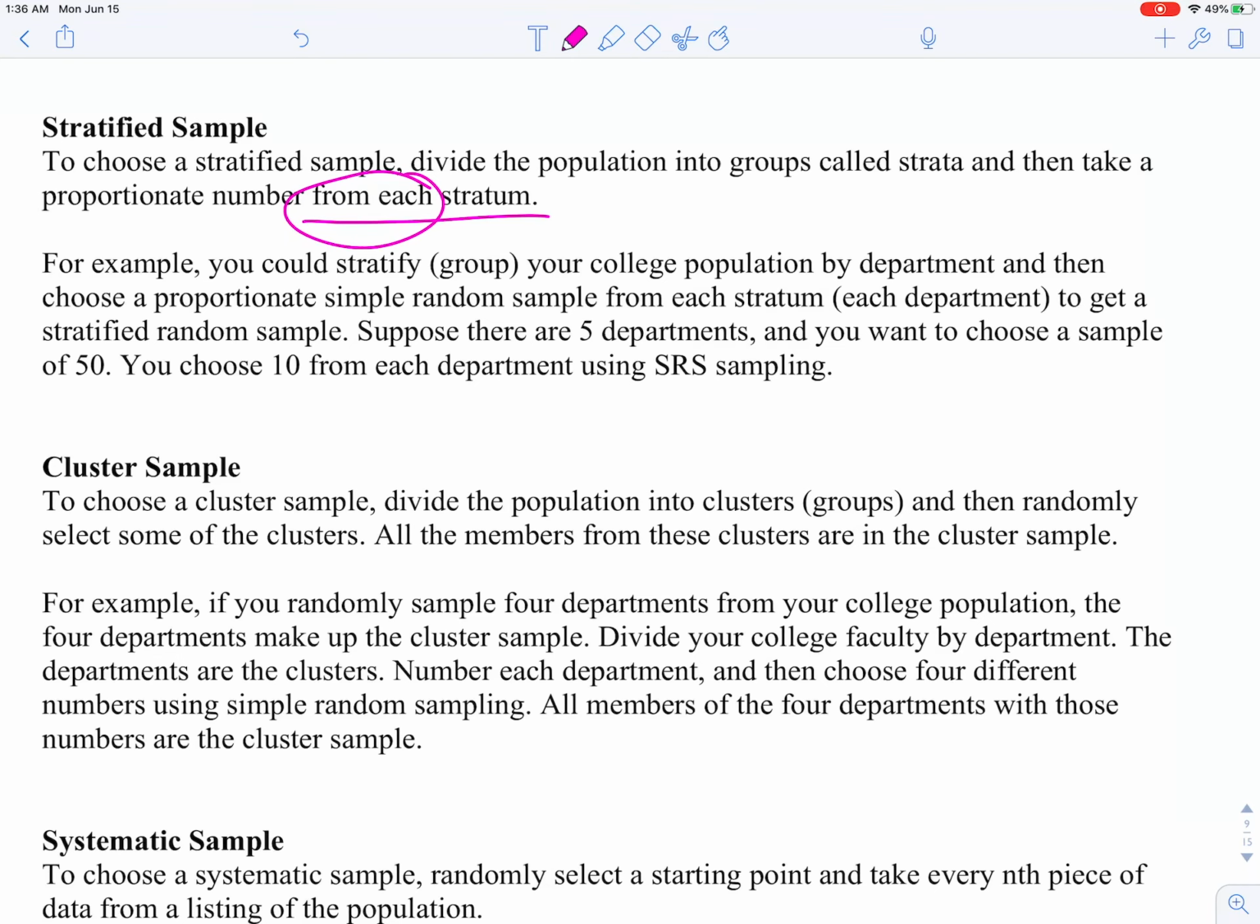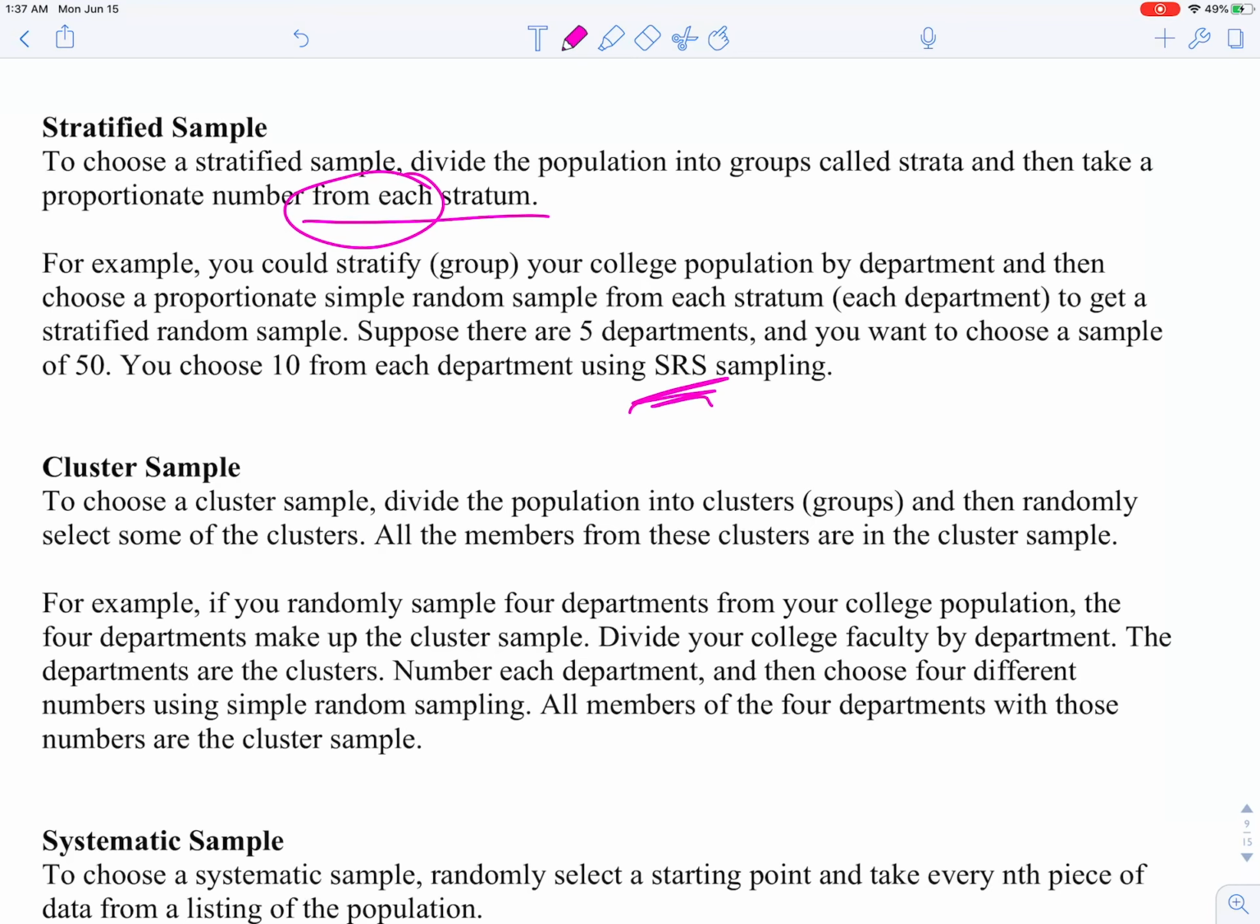So here's an example. You could stratify, meaning group, your college population by department: math department, English department, art department, etc. Then choose a proportionate simple random sample from each department to get a stratified random sample. Suppose there's 5 departments and you want to choose a sample of 50. So 5 departments, you want 50 people. Choose 10 people from each department using simple random sampling. So SRS right there means simple random sampling. That's one stratified.